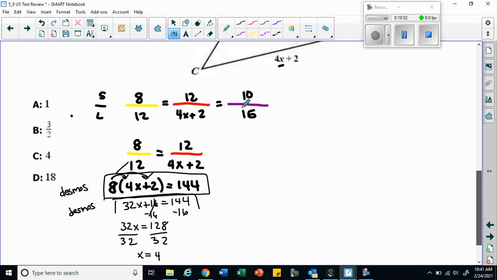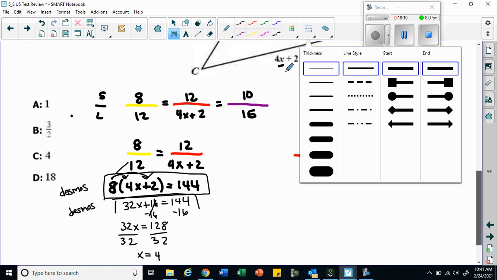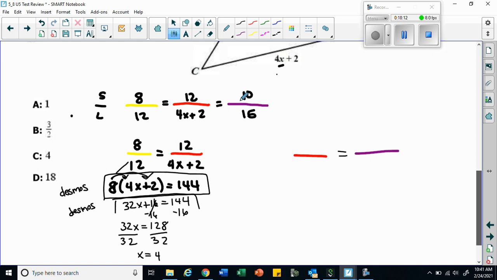I could have also chosen my purple. Let me show you what that looks like. So I'm going to do my red and my purple. And because your purple and your yellow have 2 whole numbers, and there's no variable in them, it doesn't matter which one you choose.